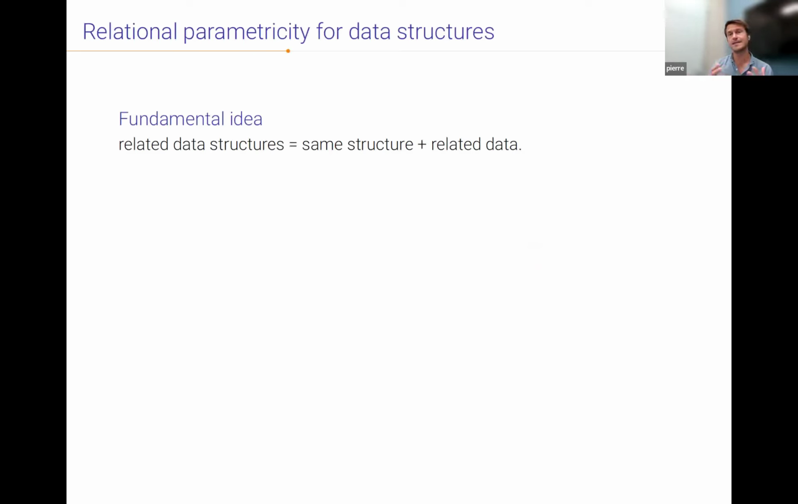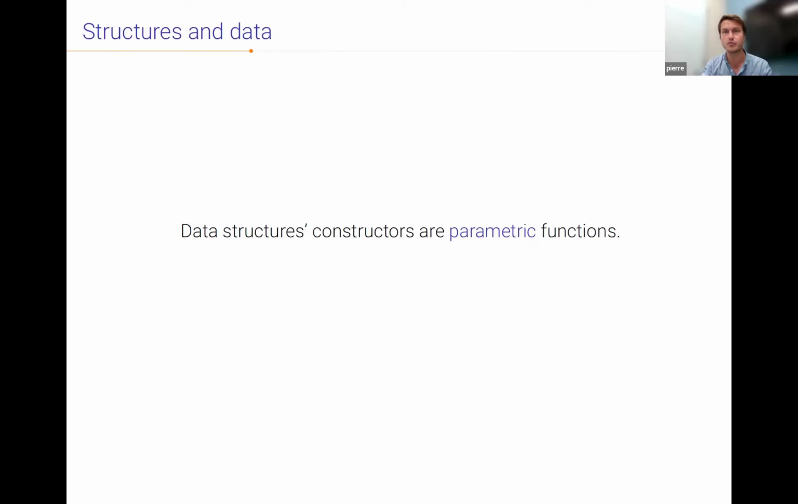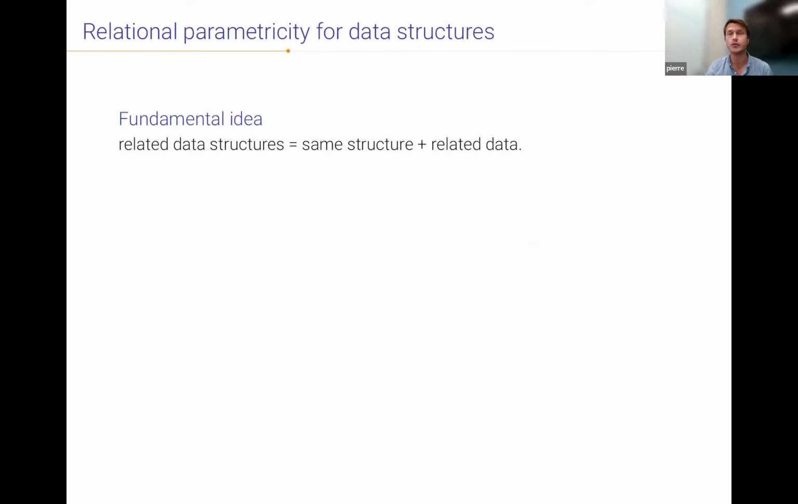So how to make this statement, this slogan that I just showed, precise? So first we need to have an idea of how to relate data structures, and that is not something new. That's something that has been studied multiple times before. The fundamental idea is that you want data structures to be related when they share the same structure and their data are related. Okay, so what does it mean in practice?